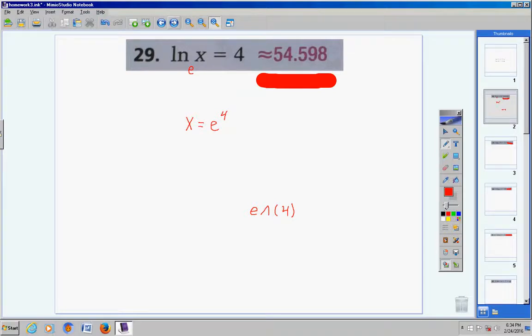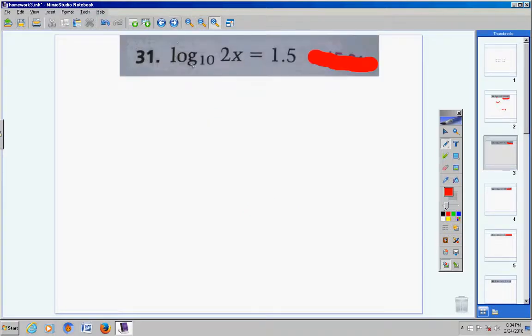Moving on to 31. Step 1, isolate the logarithm. Here's the actual log part, and here's the argument. It's totally isolated. Step 2, we're going to write it exponentially. So 2x equals 10 to the 1.5 power. Now, in order to get x by itself, we divide both sides by 2. So x equals 10 to the 1.5 power divided by 2.